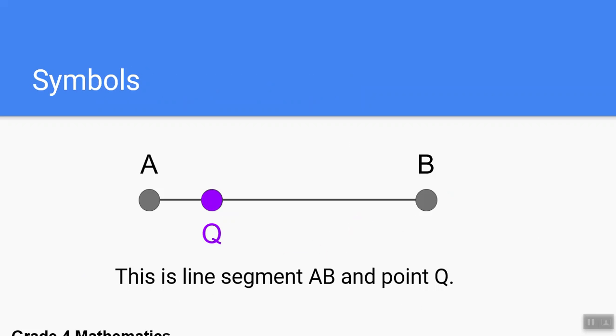This is line segment AB and point Q. Q is in the middle of the line segment AB. We represent AB by drawing a line over top.